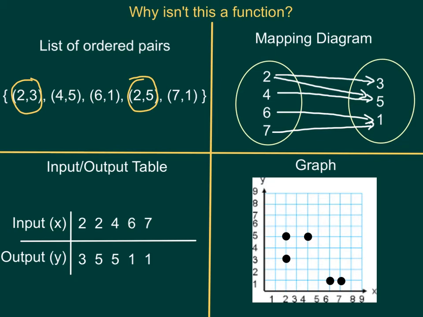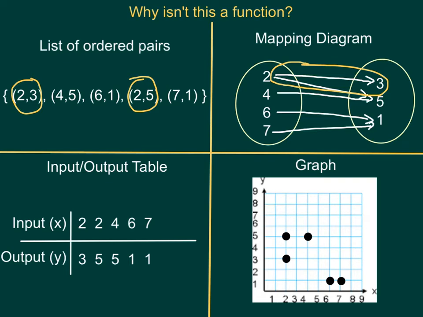In the mapping diagram, we'll notice that the 2 has 2 arrows going away from it. These 2 arrows are our red flag here. We can't have the input of 2 with 2 different outputs, going to 3 and to 5. So those 2 arrows tell me that it's a problem.